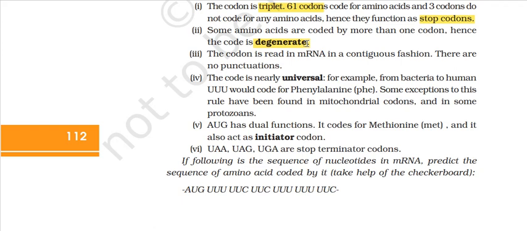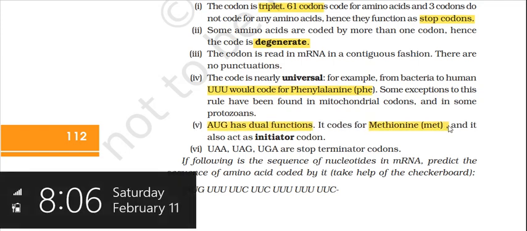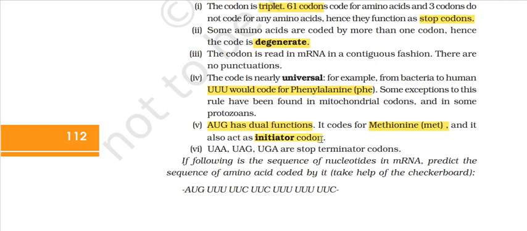The codon is read in mRNA in a continuous fashion. There are no punctuations. You must have seen above too, the code is nearly universal. From bacterium to human, it would code for phenylalanine. This is very easy, you can remember this. Some exceptions to this rule have been found in mitochondrial codons and in some proteins. AUG has dual functions, very important. AUG mostly codes for methionine, and it also acts as the initiator codon. If it is at the initiation place then it is the initiator codon, but it will also code for methionine. UAA, UAG and UGA are stop terminator codons, so they do not code for any amino acid.